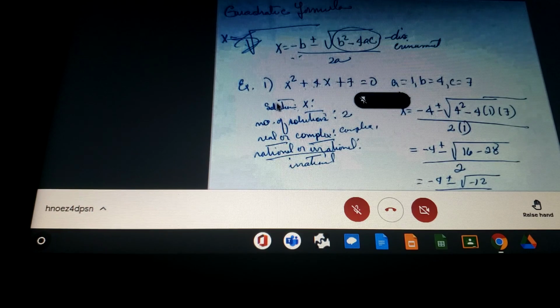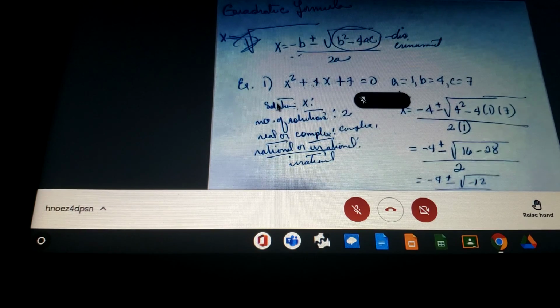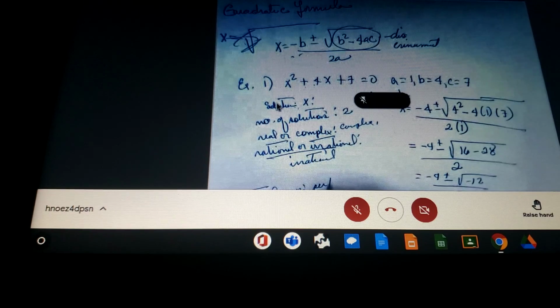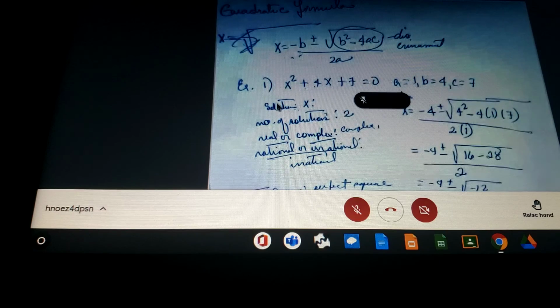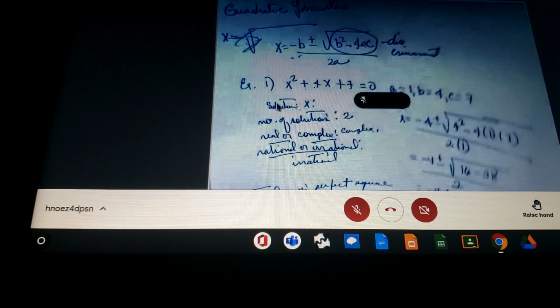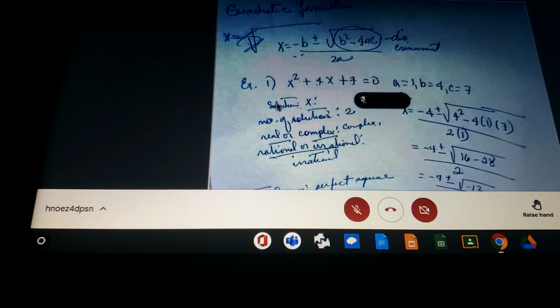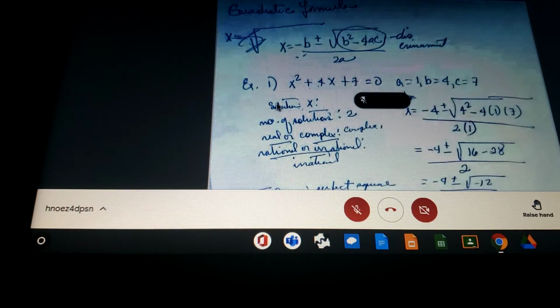So, do you know what is irrational and rational? Rational, remember, is a perfect square. Irrational is not a perfect square. Remember that, okay?